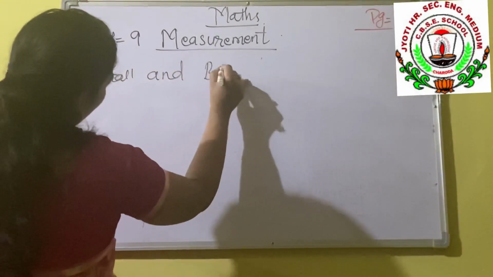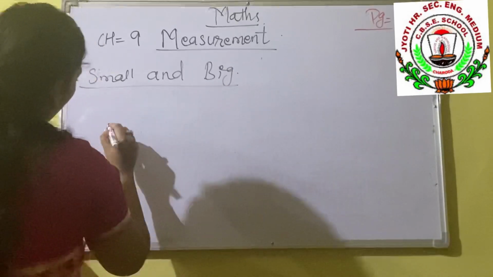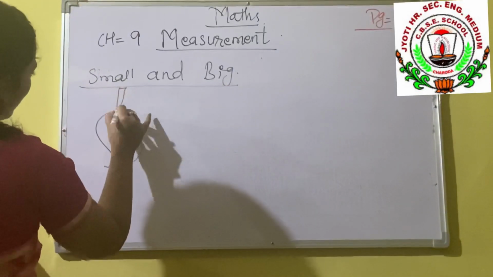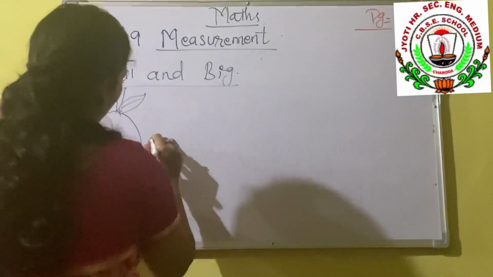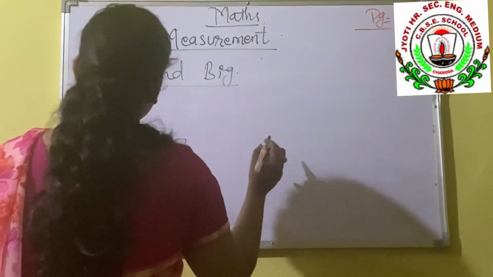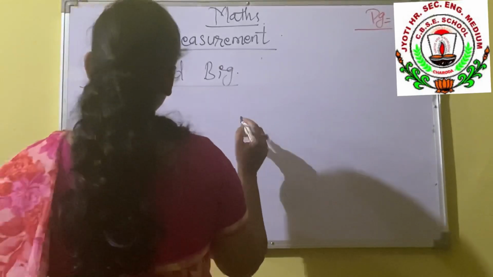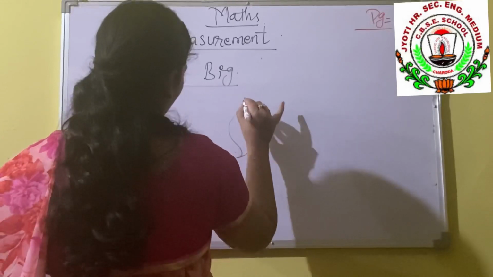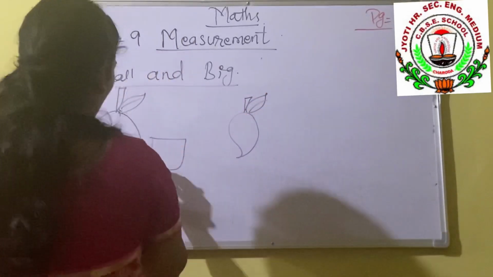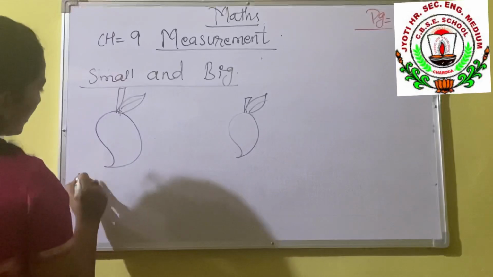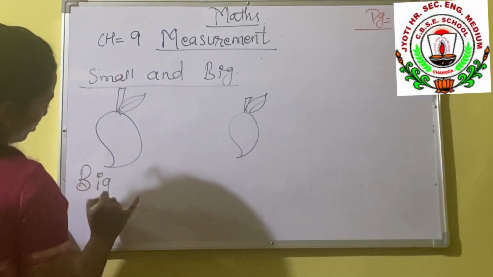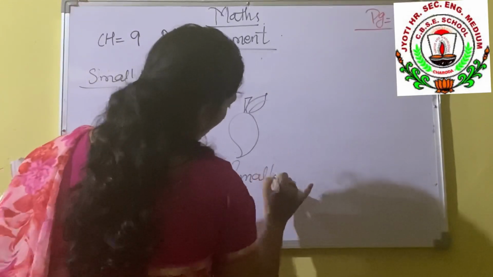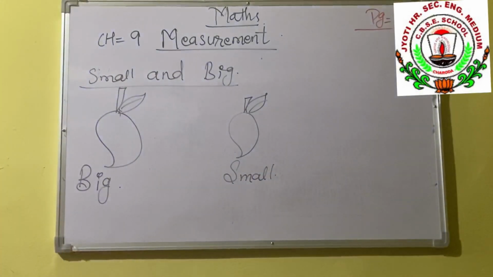I am taking one example. Here, one mango I am drawing over here. So this mango is big and this mango is small. So this is the difference in big and small.